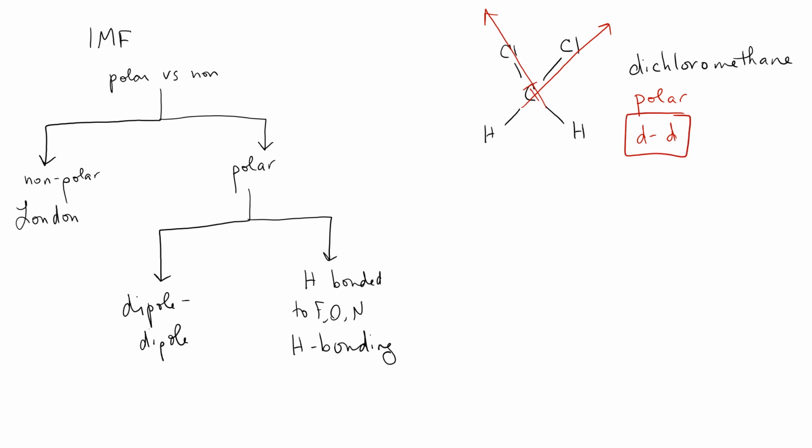Hexane for another example. 1, 2, 3, 4, 5, 6. Hexane. So we're going to figure out if it's polar or nonpolar first. Hexane only has carbons and hydrogens. There are 6 carbons and 14 hydrogens in hexane. So since it's all carbon and hydrogen, it is a hydrocarbon and it is an alkane. It is nonpolar. So the strongest intermolecular force present is the London force.